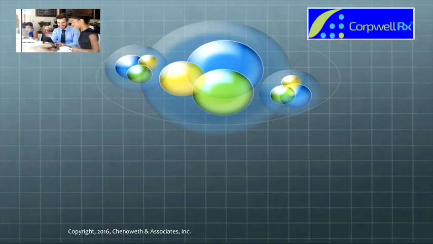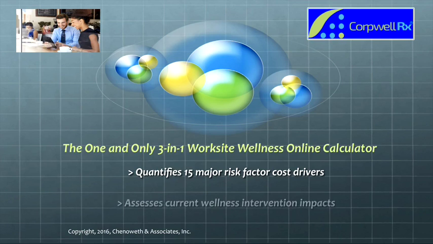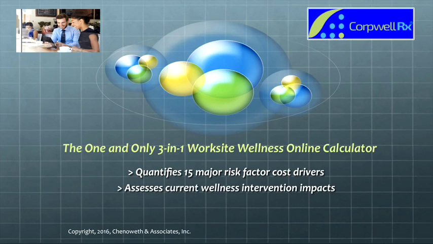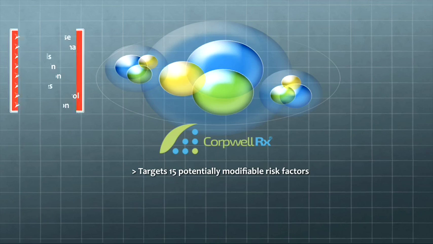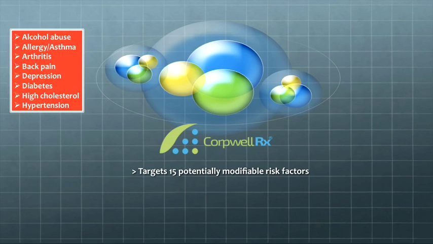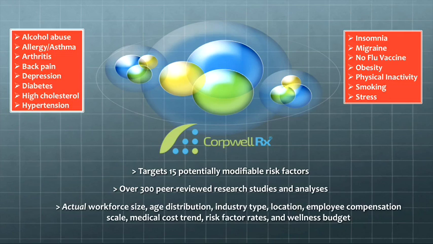Welcome to Corpwell RX, the one and only 3-in-1 online worksite wellness calculator designed to quantify 15 major risk factor cost drivers, assess current wellness intervention impacts, and generate customized break-even prescription forecasts. Unlike other calculators in the worksite wellness arena, Corpwell RX is the only tool that targets up to 15 different potentially modifiable risk factors, is based on over 300 peer-reviewed research studies and analyses, and is virtually customized around your organization's actual profile.